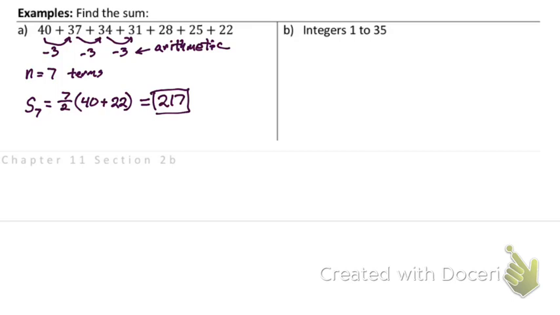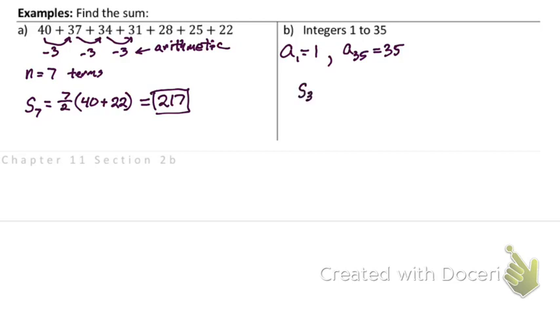Our next one is integers 1 through 35. It is in fact arithmetic because, just like 1 through 100, it's just adding 1 over and over again. Here's the thing: we just need to know how many terms there are and what our first and last numbers are. We know our first and last numbers are 1 and 35. So we just have to figure out how many terms there are. We know our first term, a sub 1, equals 1. So a sub 35, our last term, must equal 35. And it makes sense. There's 35 numbers between 1 and 35. So that means my n is going to equal 35.